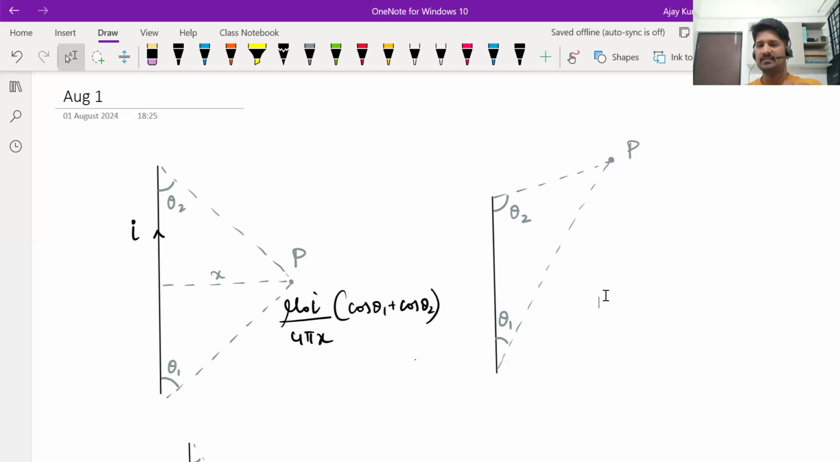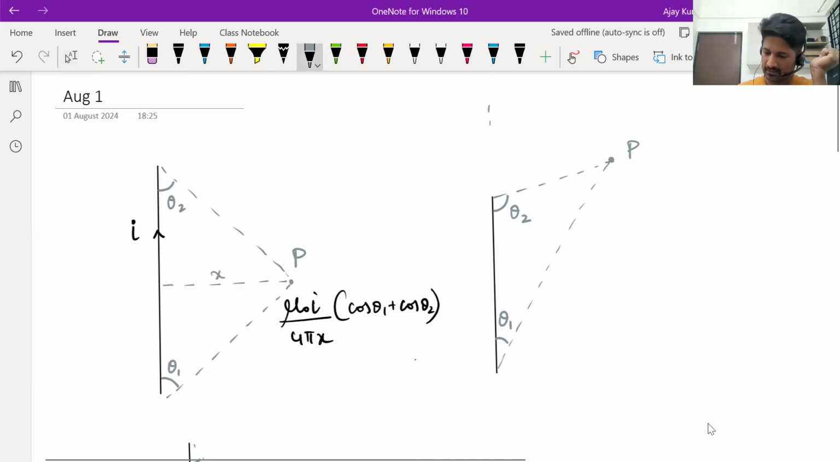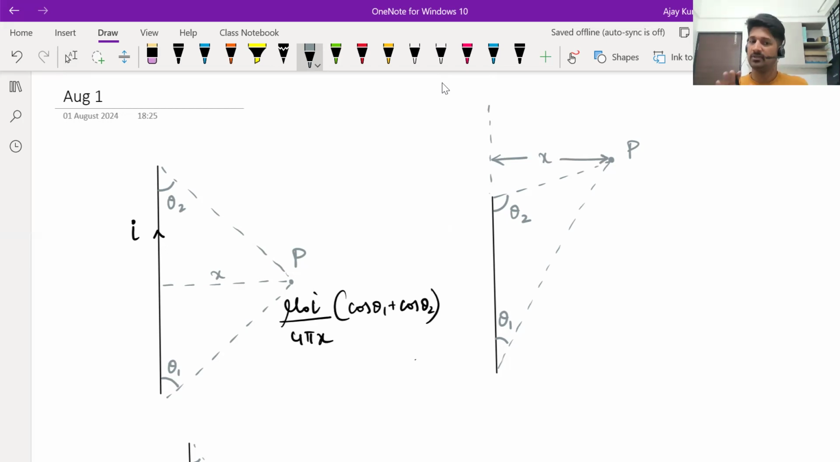What did I just say X was? Perpendicular distance to that line, from the line to the point. So you will virtually extend this line and take that perpendicular distance. This will be considered as X. You cannot consider any other distance as X because in the derivation X was the perpendicular distance. So it has to be kept like that. Fine.